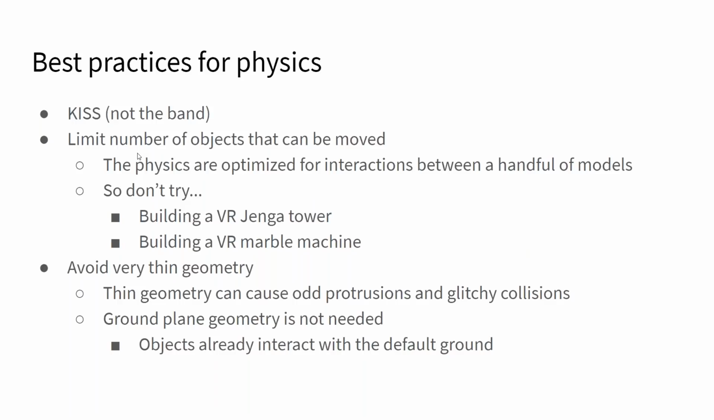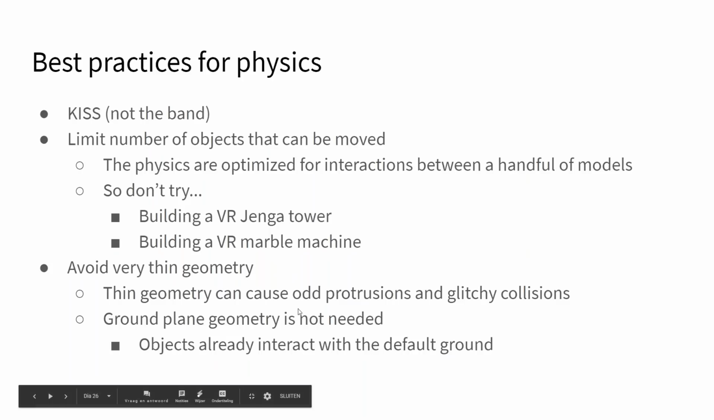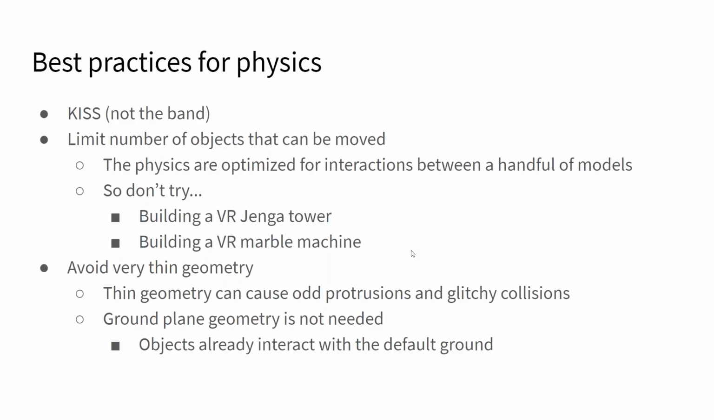Also avoid very thin geometry. Thin geometry like sheet geometry or millimeter thick plane surfaces can cause odd protrusions and glitchy collisions. So you want to make sure that your geometry is of good thickness, so it can actually work with the physics engine. And the ground is also automatically a collision object, so you don't actually need to import a ground plane.